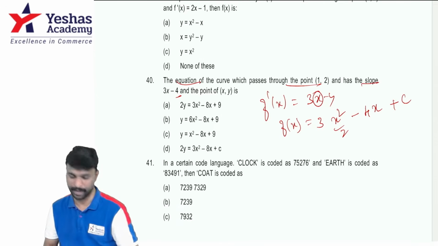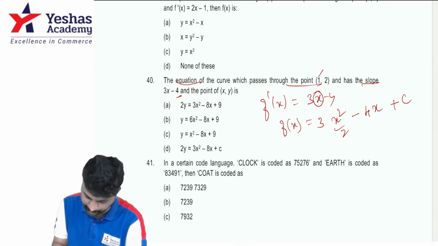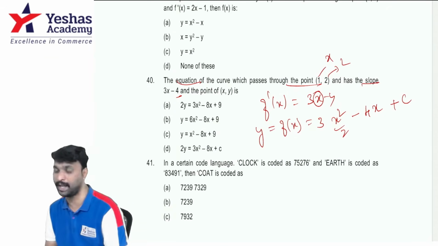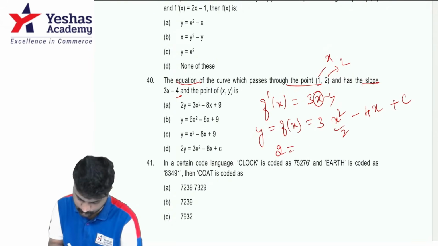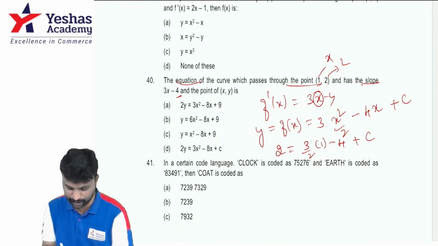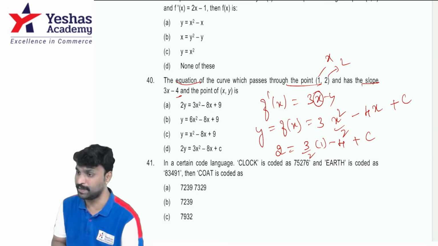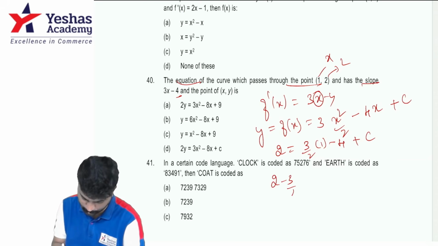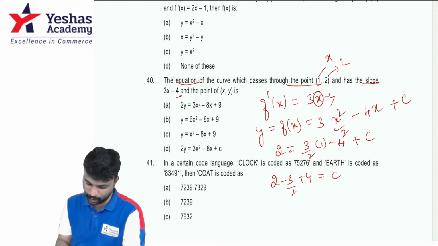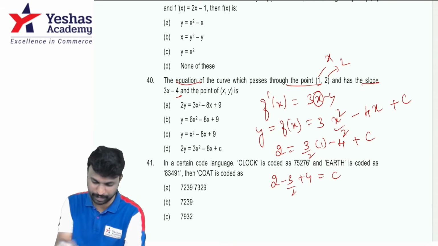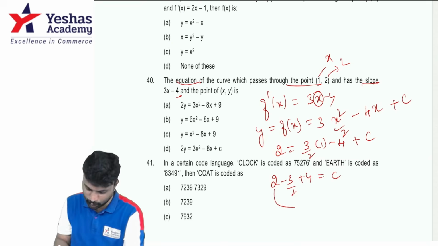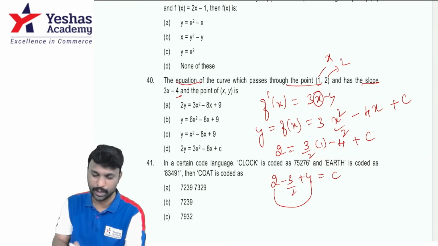Is it clear, everybody? Now, I need to substitute the x value as 1 and the y value as 2. f of x is nothing but y only, correct? So y can be substituted as 2. So 3 by 2 into 1 minus 4 into 1 plus c. Now substitute and simplify for c. So 2 minus 3 by 2 plus 4 is equal to c. You can use the calculator: type 3 divided by 2, plus or minus to change the sign, 2 plus 4 is 6, plus 6 you get 4.5.